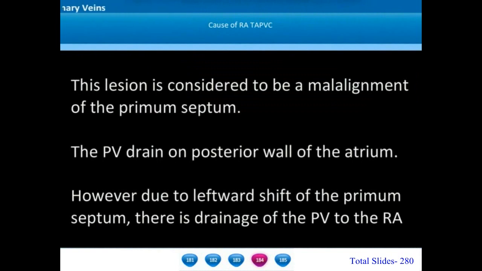The right atrial form of TAPVC is considered to be caused by a malalignment of the septum primum. The pulmonary veins drain on the posterior wall of the atrium. However, due to a leftward shift of the septum primum, the drainage of the pulmonary veins is towards the right atrium rather than towards the left atrium.